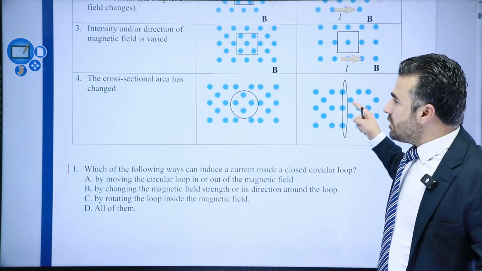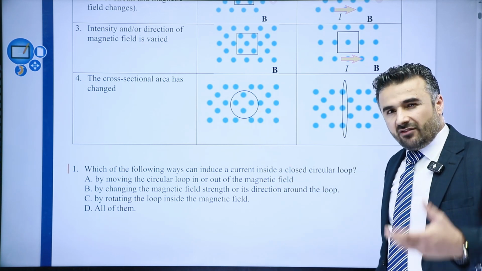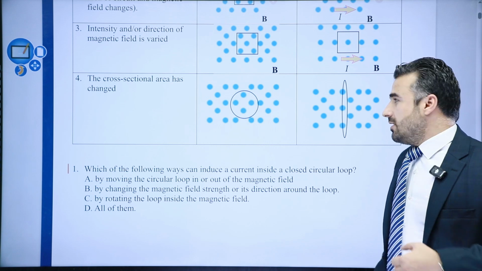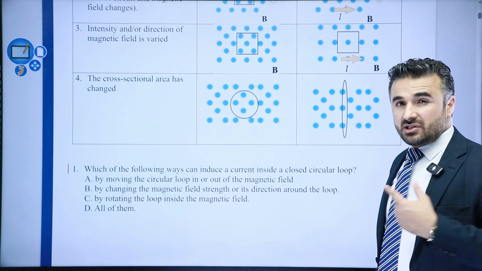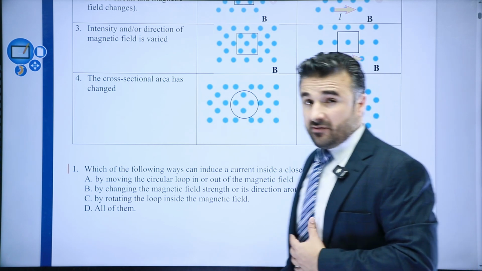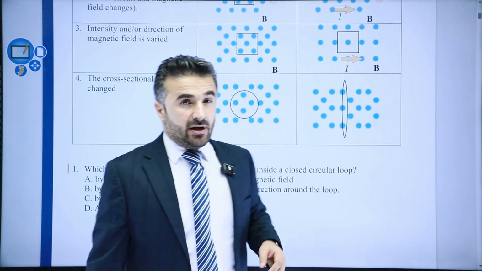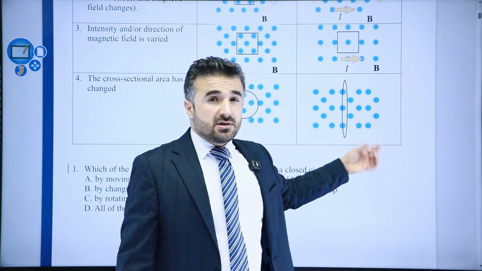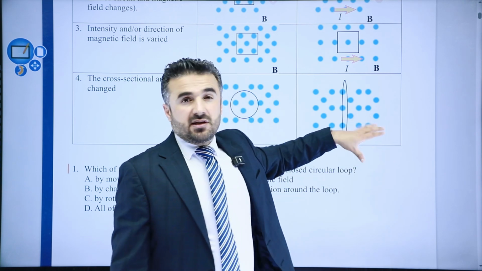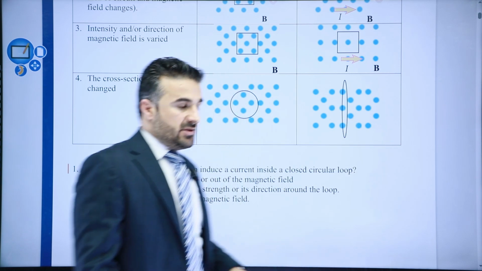As long as there is a change in the number of the magnetic field lines, the angle of the magnetic field lines cutting through this, or the direction of the magnetic field lines, there will be an induced current here. But here it is reduced, so the electromotive force that is induced will also be reduced in this case.